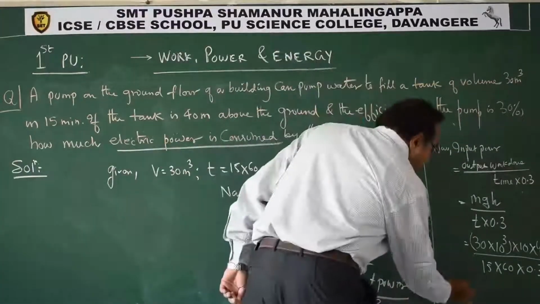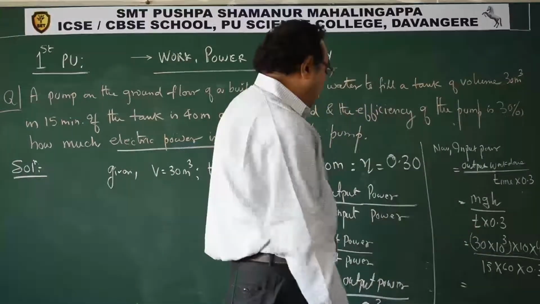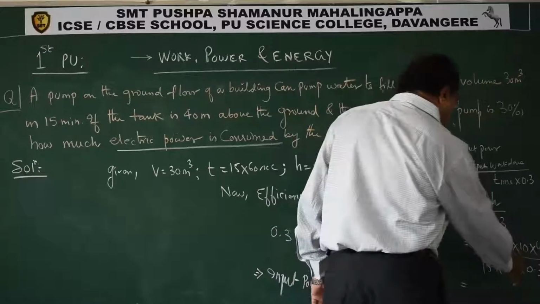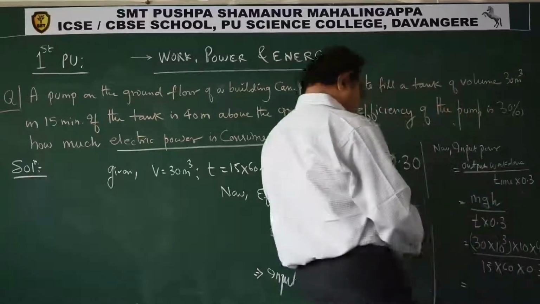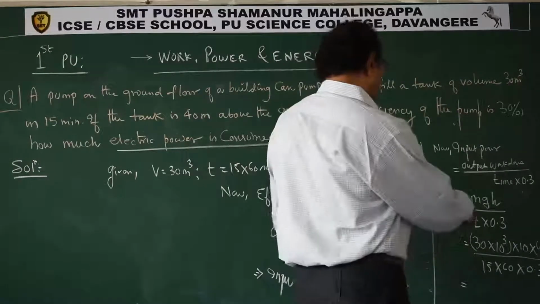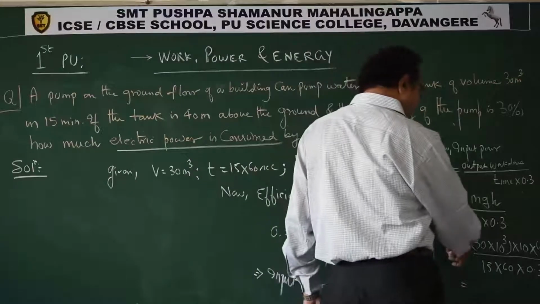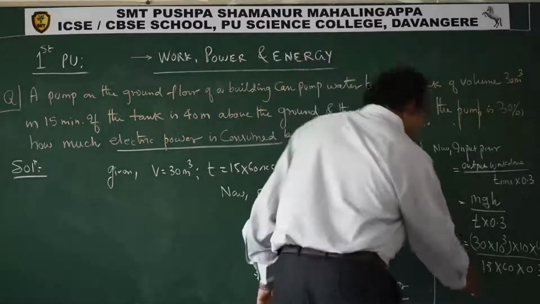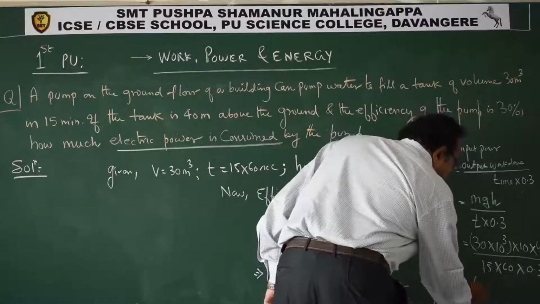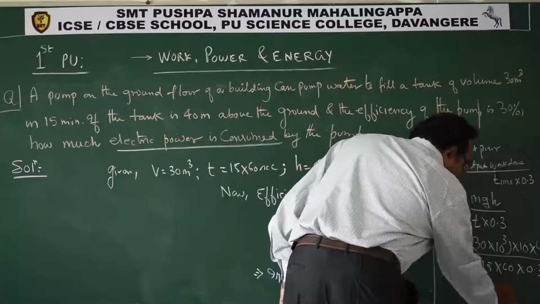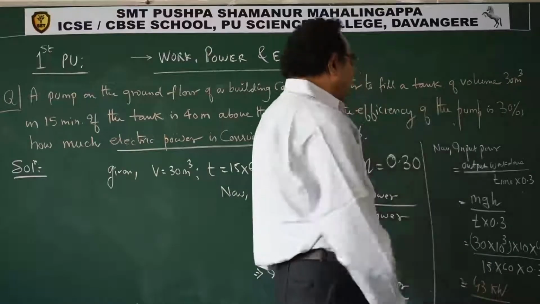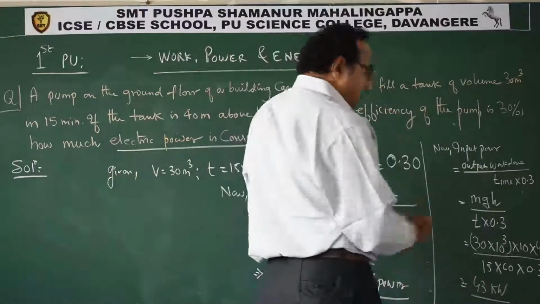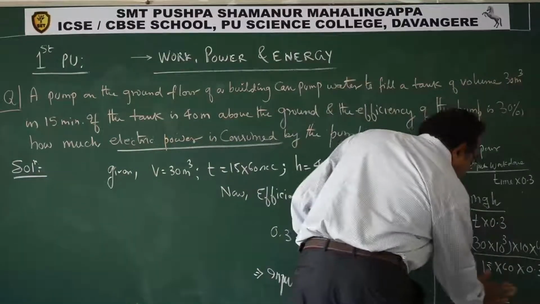Now if you simplify this, what you will get? 30 and the decimal will go, so you will have 100 here. On simplification, this will come close to 43 kilowatts. That is exactly how we can take it up. It is approximate to that. It is not actual. If you want actual, we can take it this way.